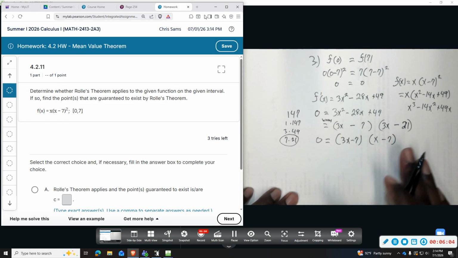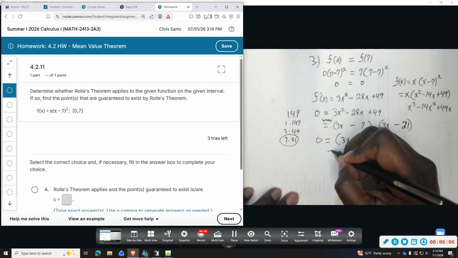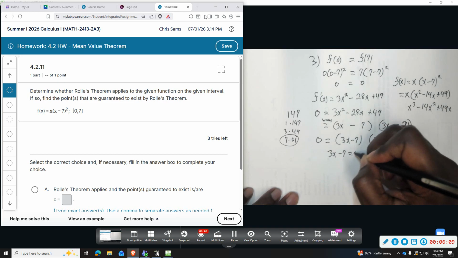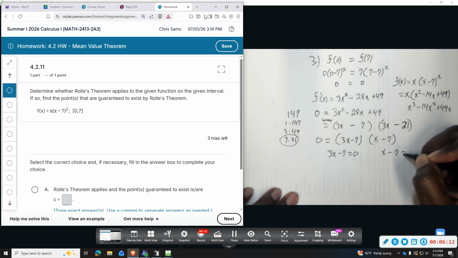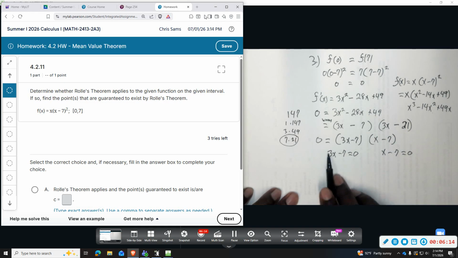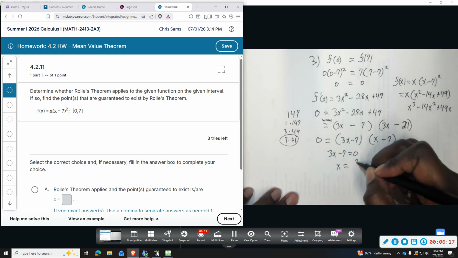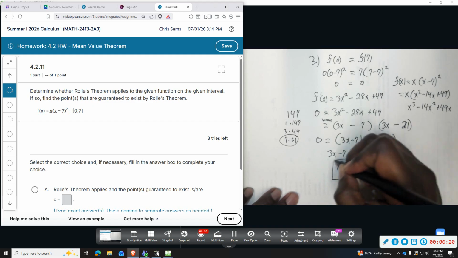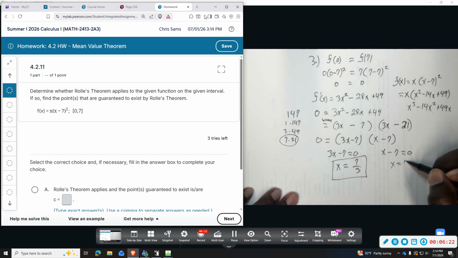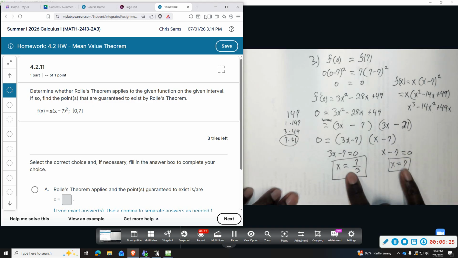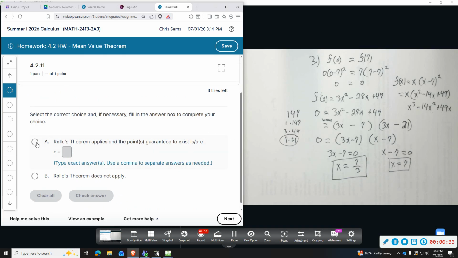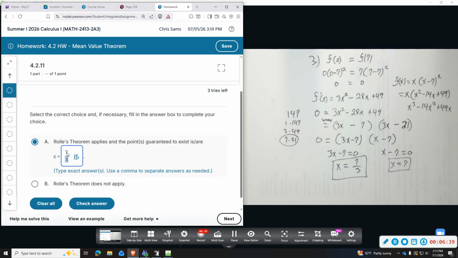And from here, we're going to set each factor to 0. 3x minus 7 equals 0. x minus 7 equals 0. Add 7, divide by 3. So we get x equals 7 over 3. And then over here we get x equals 7. So we get two values that satisfy Rolle's theorem: 7 divided by 3 and 7.